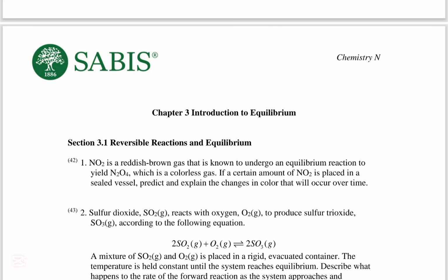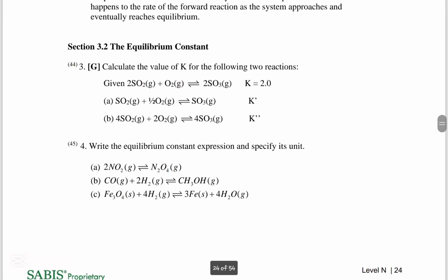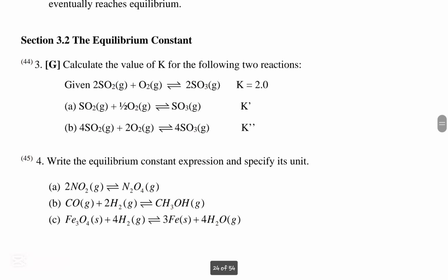Chapter 3, we have sections 3.2 and 3.3. We have questions 3 till 9 and then 11 till 20. So let's get started with question 3. Calculate the value of K for the following two reactions. When they say K, they mean K equilibrium. Or actually not K equilibrium, just K in general.